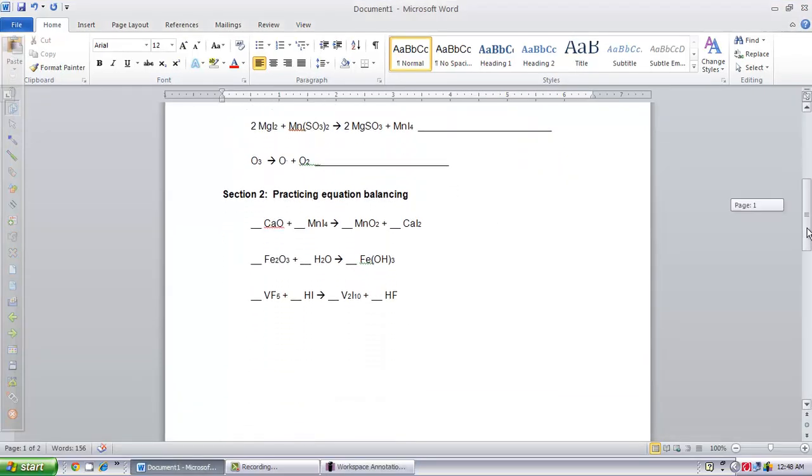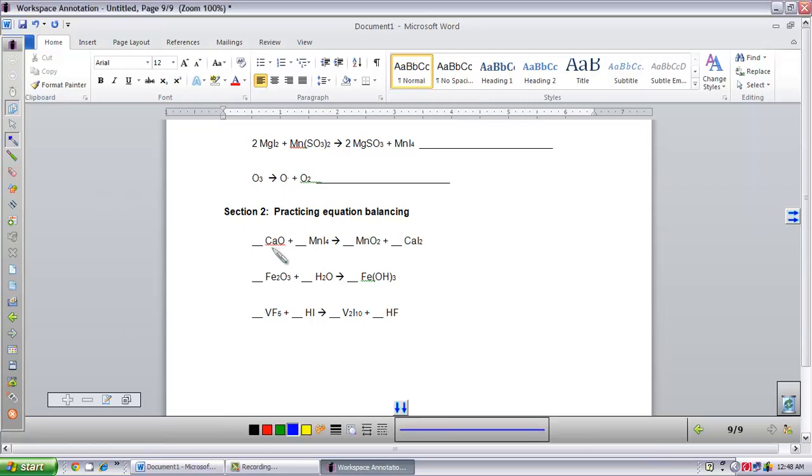Okay, now let's do some practicing balancing equations. Basically, when you're balancing equations, you want the same number of atoms of each type of atom on each side of the equation. You can think of this as a mathematical equation. So you want the same number of calciums, oxygens, manganese, and iodides. However many you have on this side, you also need to have on the other side of the equation. This is the law of conservation. You cannot create or destroy matter in a reaction. It's got to be conserved.